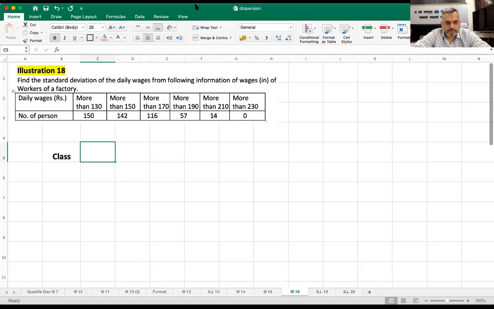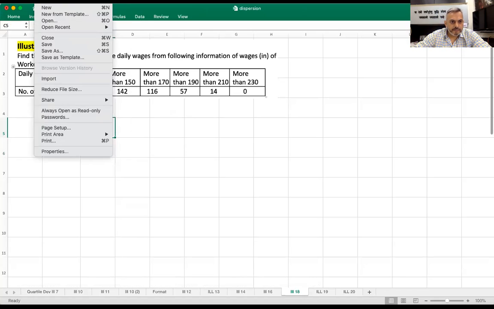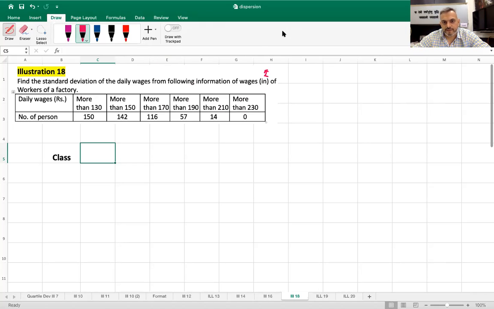So now let's read the question. Find the standard deviation of daily wages from the following information of wages in rupees of workers of a factory. Now over here, frequency distribution is given like this. Daily wages more than 130, more than 150, more than 170, more than 190, more than 210, and more than 230. So what type of frequency distribution is this? It is a more than type cumulative frequency distribution.